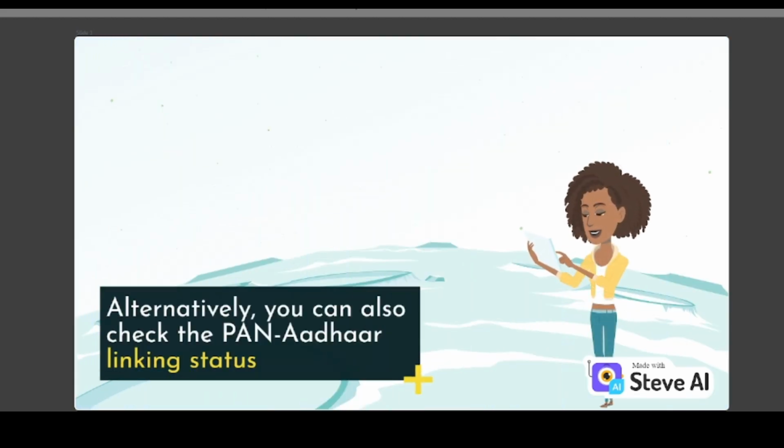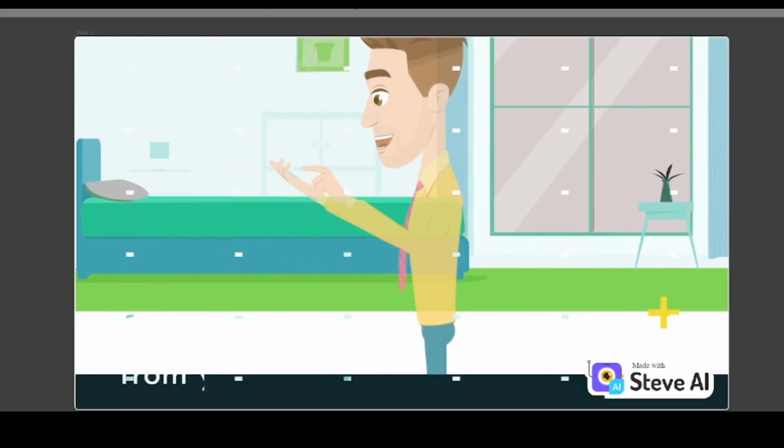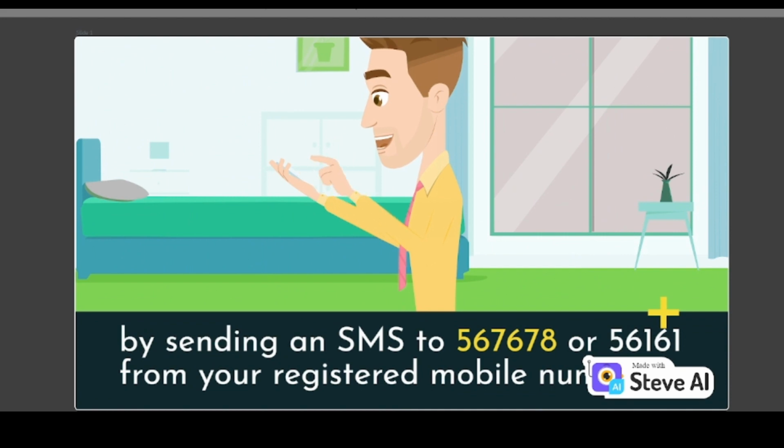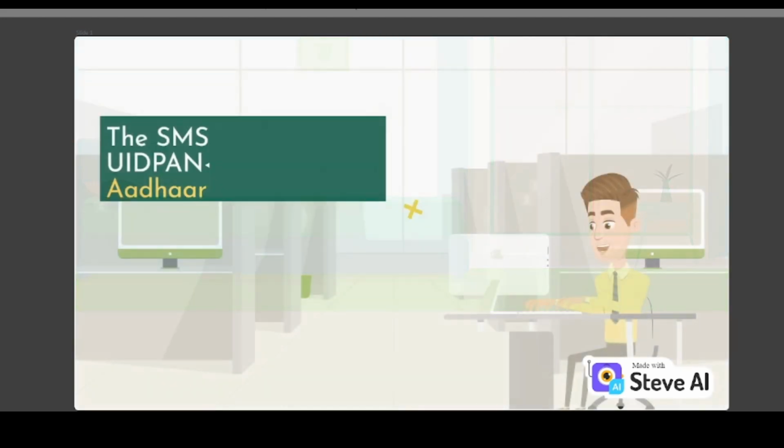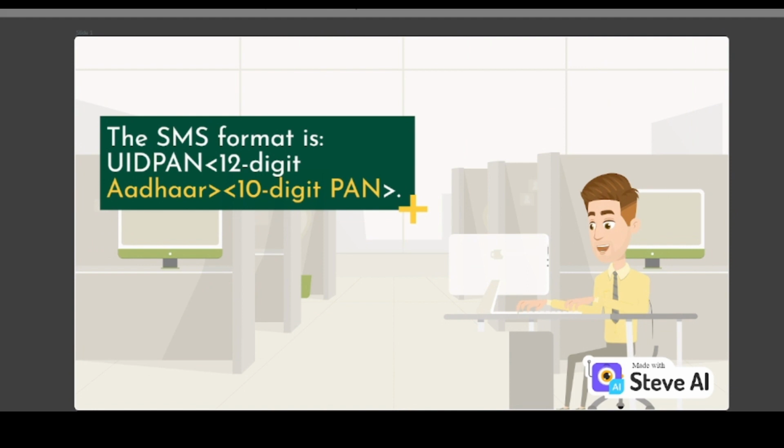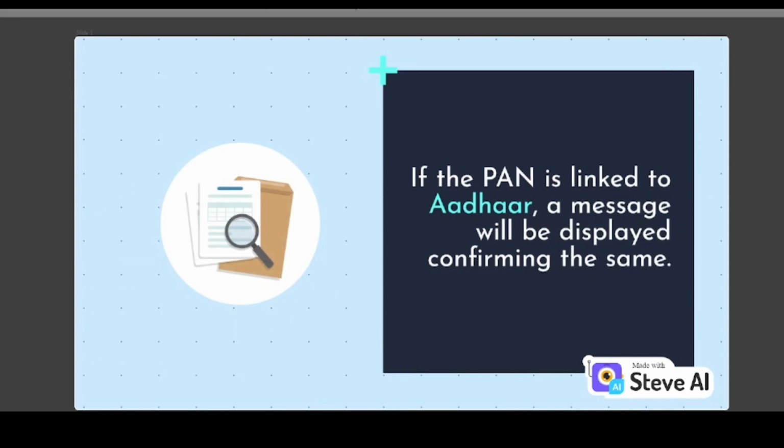Alternatively, you can also check the PAN Aadhaar linking status by sending an SMS to 567678 or 56161 from your registered mobile number. The SMS format is UIDPAN <12-digit Aadhaar> <10-digit PAN>. If the PAN is linked to Aadhaar, a message will be displayed confirming the same.